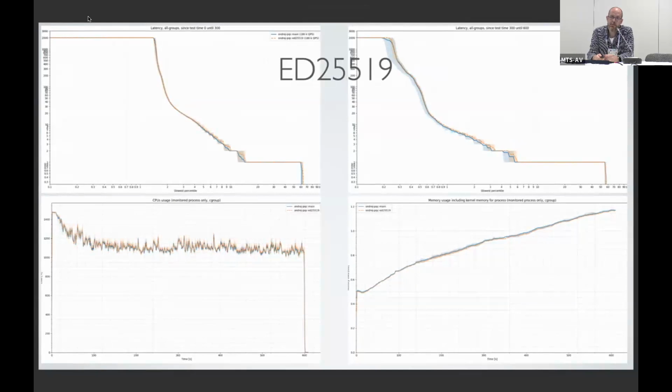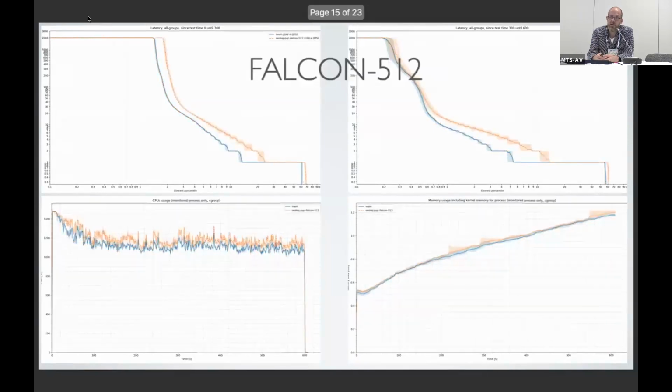ED, that's Edwards curve. Again, an algorithm that's not post-quantum, basically no difference. For Falcon, that's the orange one, you can see there's quite a big difference. Remember, this is logarithmic, so for the cold cache, it goes from something like 15% unanswered under 1 millisecond to 25. So there's a 10% difference between the two algorithms to get answered under 1 millisecond.